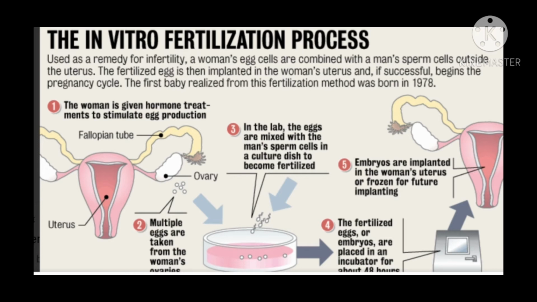In the next step, the fertilized eggs or embryos are placed in an incubator for about 48 hours, and after that these embryos are implanted in the woman's uterus or frozen for future implanting. That means if the IVF fails, they can be used for future implantation. More than one embryo is implanted, so that if one fails, another can develop into the baby.